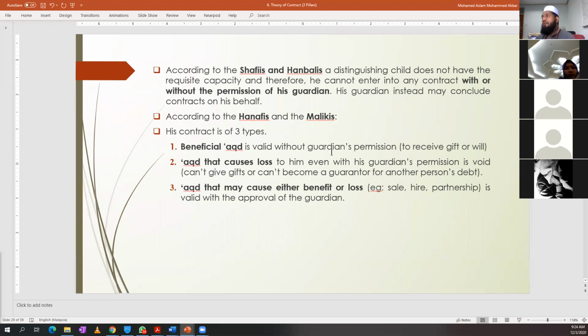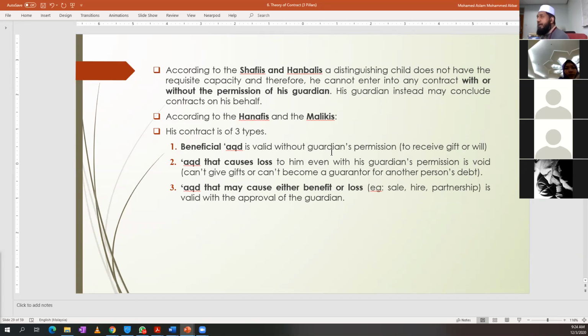According to Shafi'i and Hanbali, a distinguishing child does not have the requisite capacity, which means that he cannot enter into any contract, with or without the permission of his guardian. Meaning to say that they treat him like a child. They say that only the guardian can do the business, the transaction for him. He cannot do anything by himself.